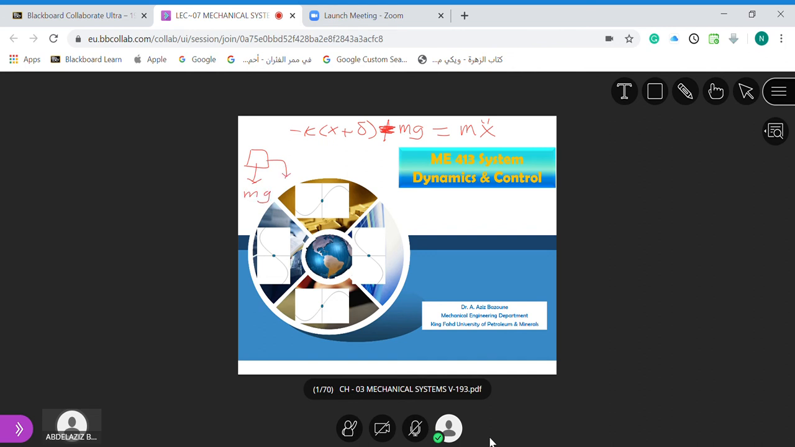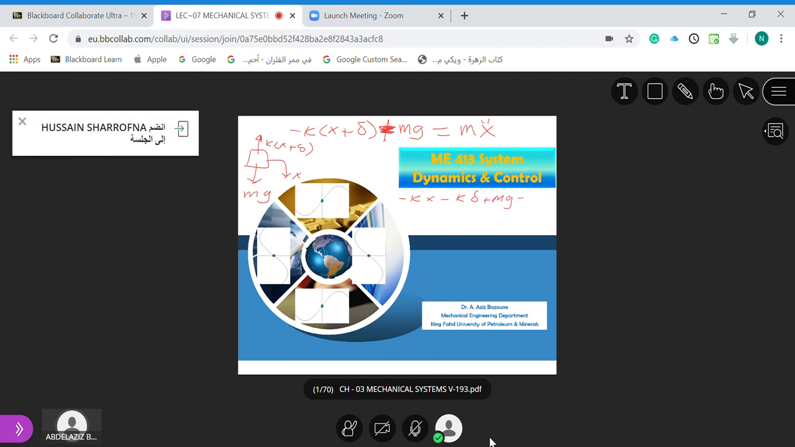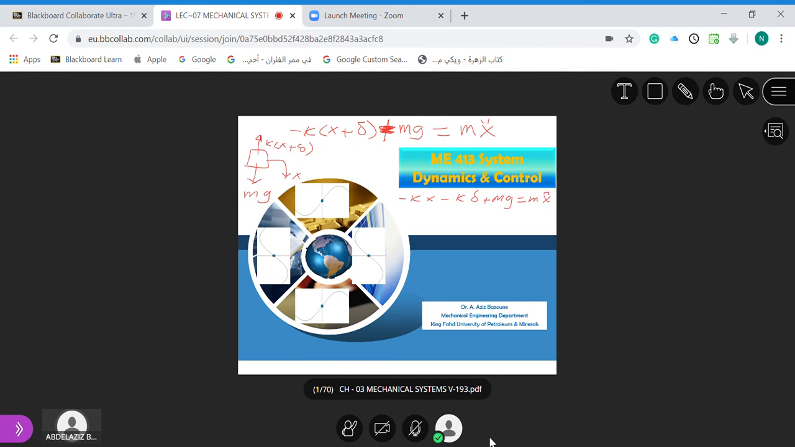This is the x. You pull it a little bit down. And this is your free body diagram, kx plus delta. Now, just write minus kx minus k delta plus mg is equal to m x double dot. Now this part, minus kx plus mg, is equal to what? This is zero because it's static equilibrium. So we end up having m x double dot plus kx is equal to zero.